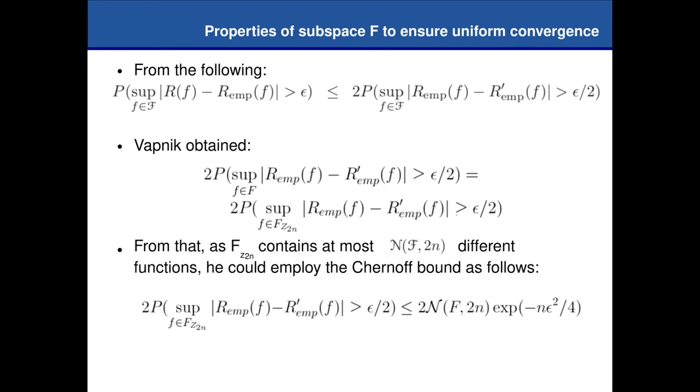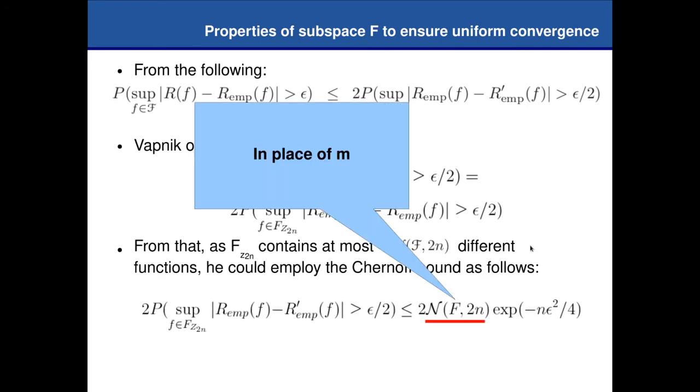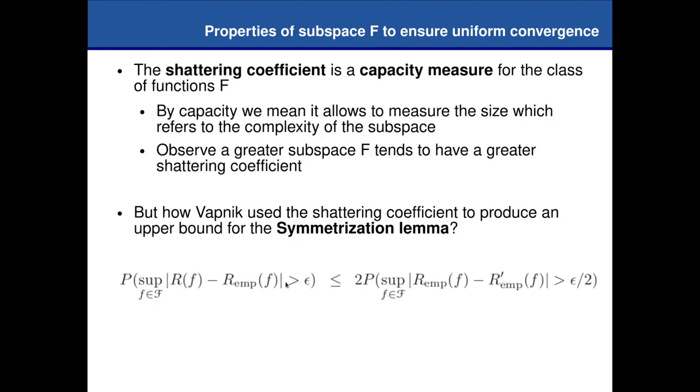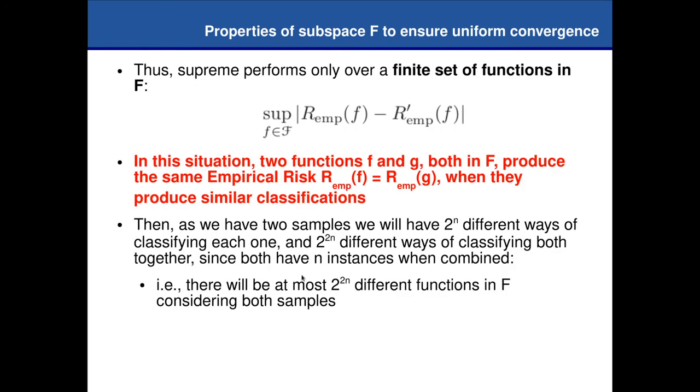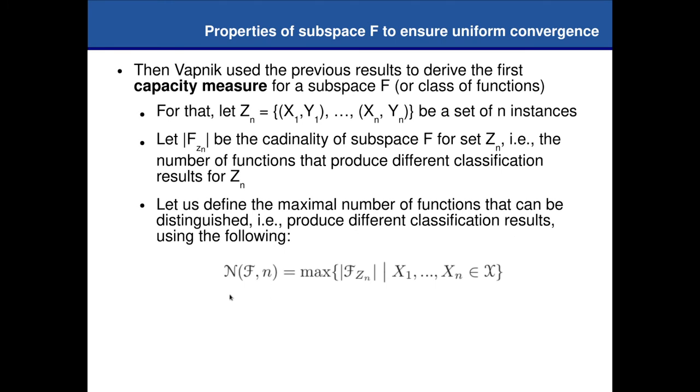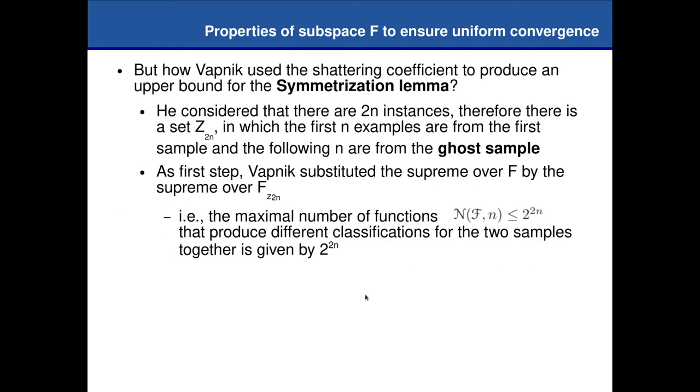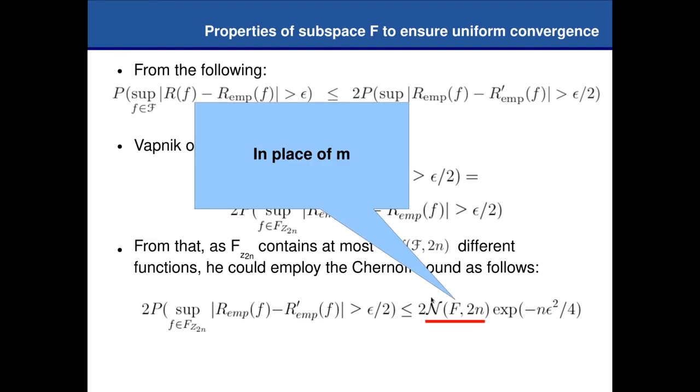He decided to rename that M of n as the calligraphic F, comma n. This is the same as m, okay? This is our shattering coefficient. What is the shattering coefficient? The shattering coefficient is basically a function that's going to represent, I'm going to go directly to what is important, a function that I just substituted over here.